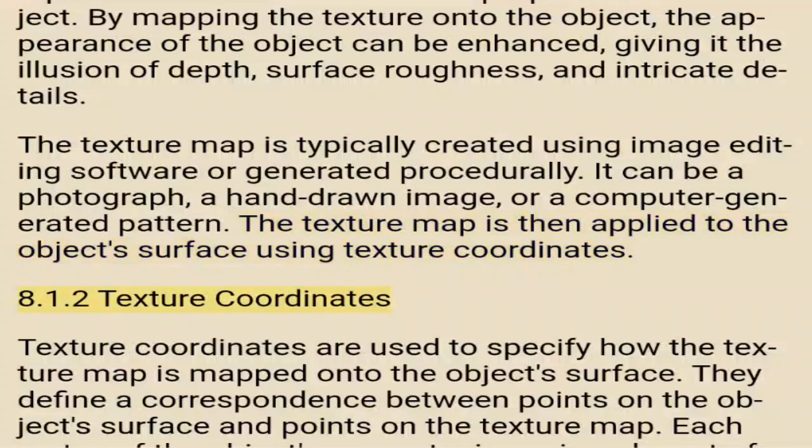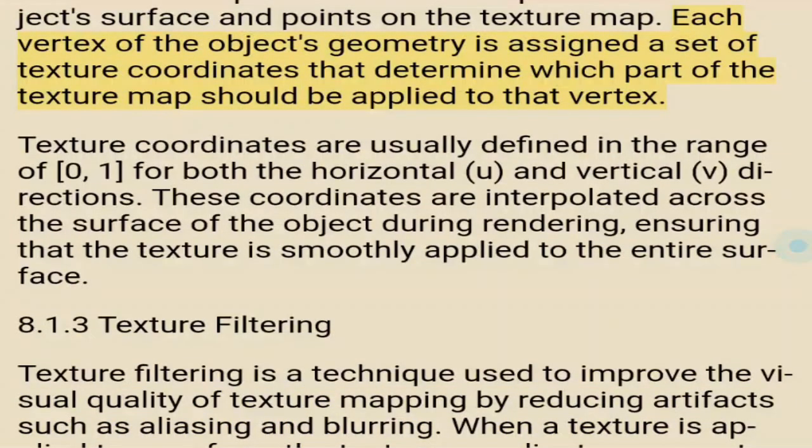8.1.2 Texture coordinates. Texture coordinates are used to specify how the texture map is mapped onto the object's surface. They define a correspondence between points on the object's surface and points on the texture map. Each vertex of the object's geometry is assigned a set of texture coordinates that determine which part of the texture map should be applied to that vertex. Texture coordinates are usually defined in the range of [0, 1] for both the horizontal u and vertical v directions. These coordinates are interpolated across the surface of the object during rendering, ensuring that the texture is smoothly applied to the entire surface.